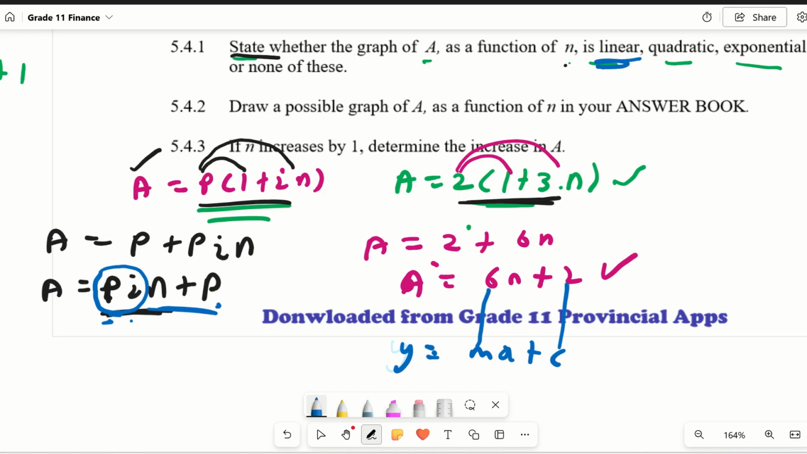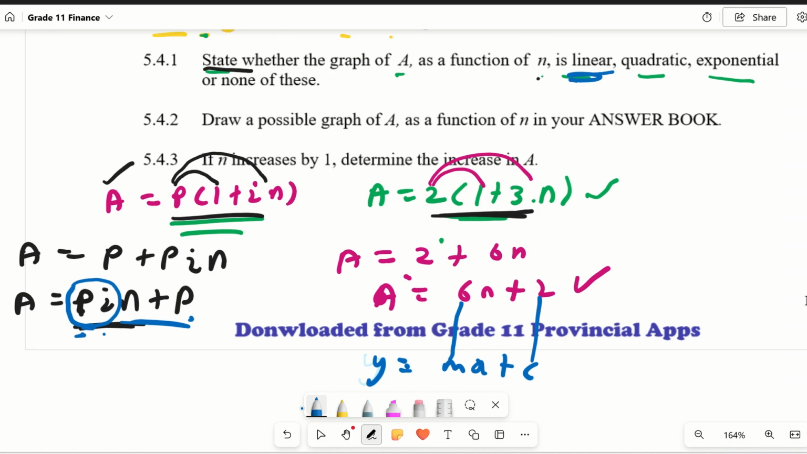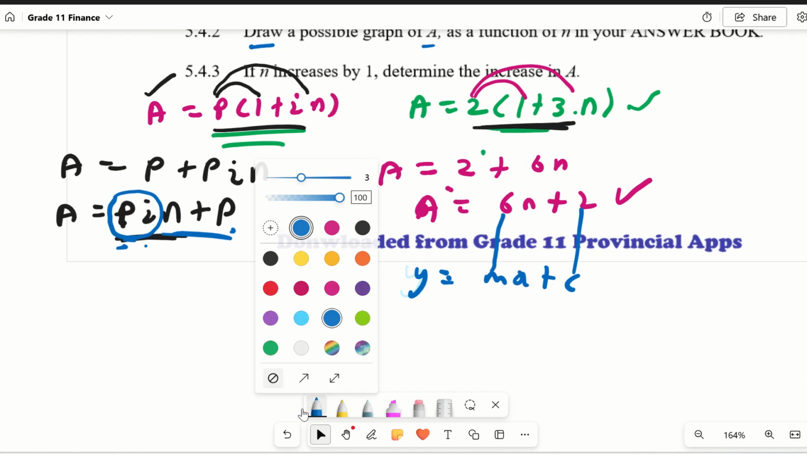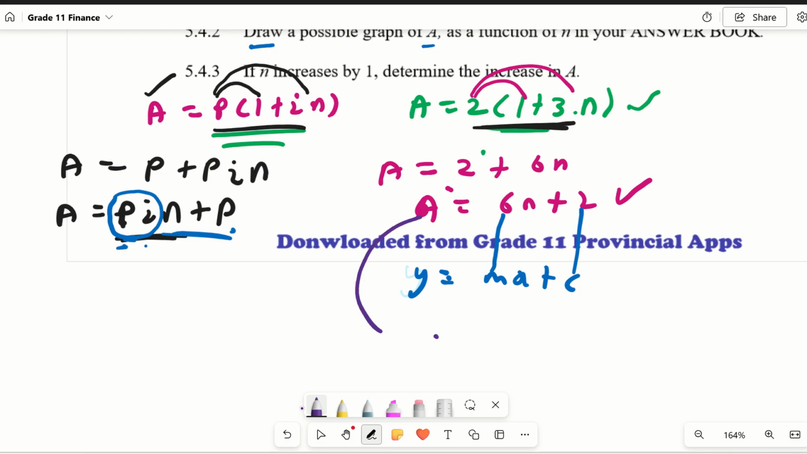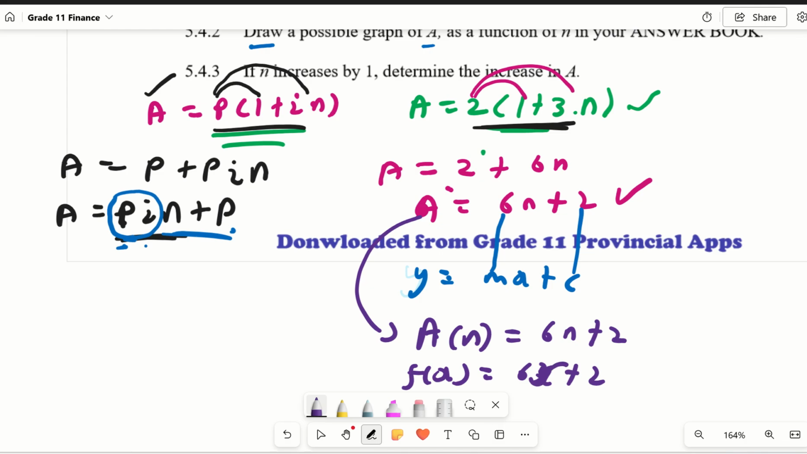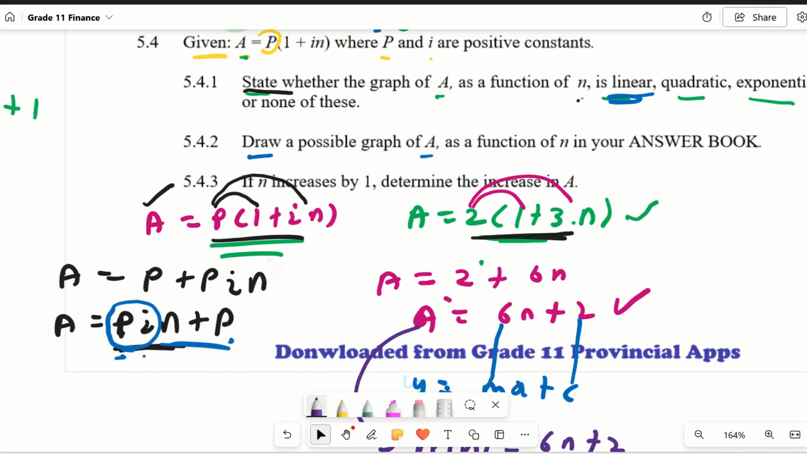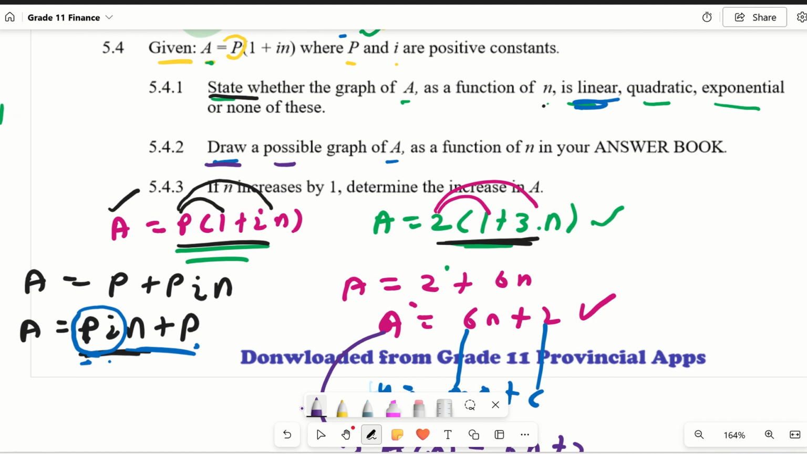Delicious, absolutely delicious. Okay, then they say draw a possible graph of A as a function of n in your answer book. So now I just want to touch on this thing again. This can also be rewritten as maybe A of n equals 6n plus 2. If you like, f of x equals 6x plus 2. I want you guys to look at it that way. It's the same type of thing. Okay, sharp. So, draw a possible graph of A as a function of n in your answer book.